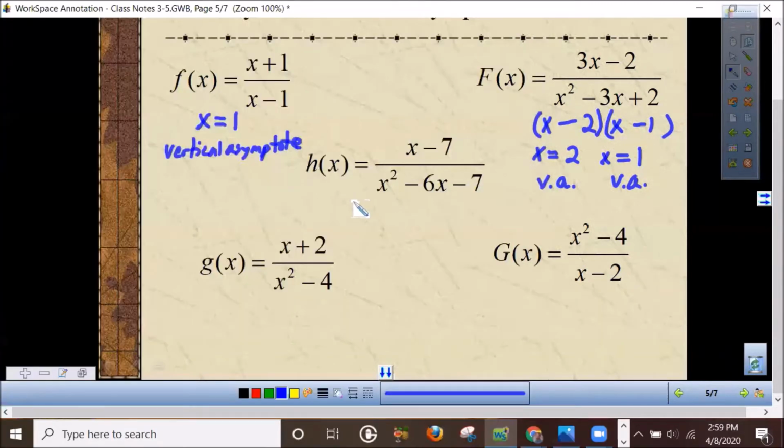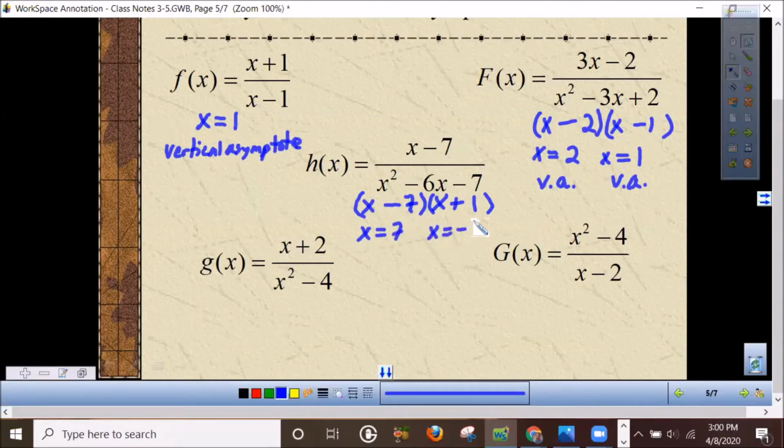Now let's move on to h of x and see what vertical asymptotes we can find. Well, our denominator x squared minus 6x minus 7, it'd be helpful to have that in factored form. We can factor that as x times x and 7 times 1, make it a minus 7 and a plus 1, and that makes the middle come out to negative 6x. So we might expect to have vertical asymptotes at x equals 7 and x equals negative 1.